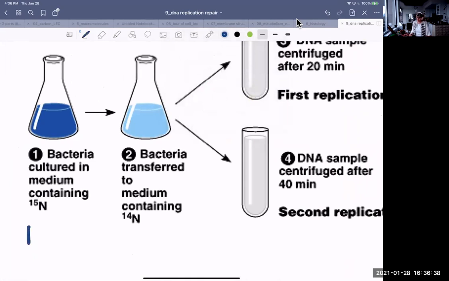That contain N15 as the nitrogen that's in the DNA. It's N15, an isotope of nitrogen. And the other one has N14, which is a different isotope. It's a bit lighter. So when you put something light and heavy into a centrifuge, the heavier piece will be lower down in the tube. The lighter bits stay up in the tube.